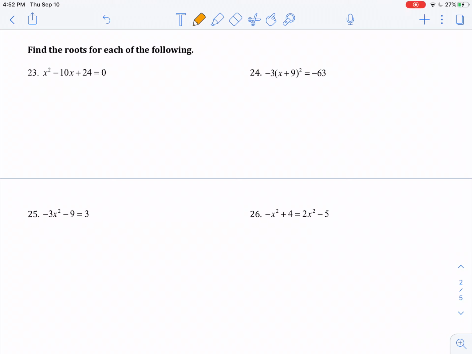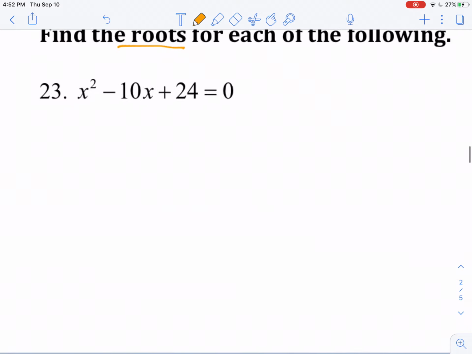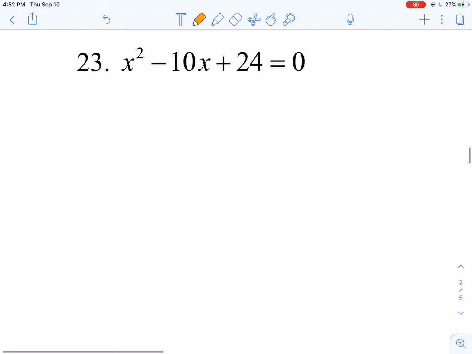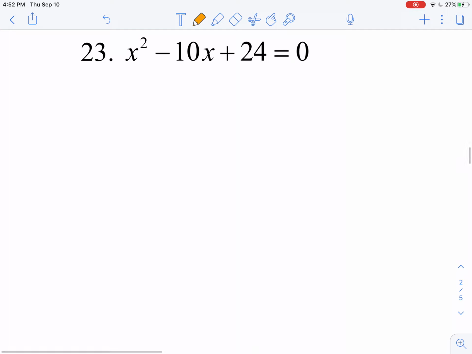So for the next section, 23 and on, it says find the roots for each of the following. Well, find the roots is really just another way of saying find the solution, so solve the problems. So we're going to try to find the best method to do all of these. So for the first one, 23, I've got x squared minus 10x plus 24 equals 0.